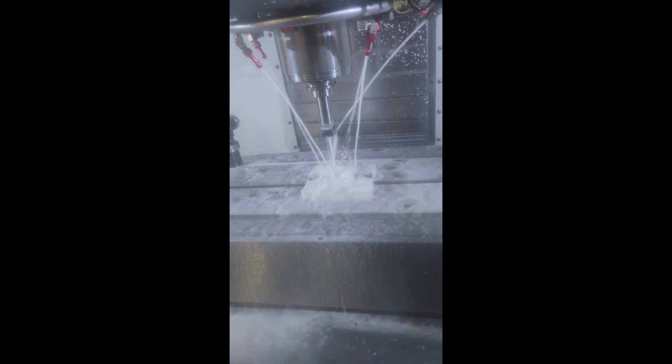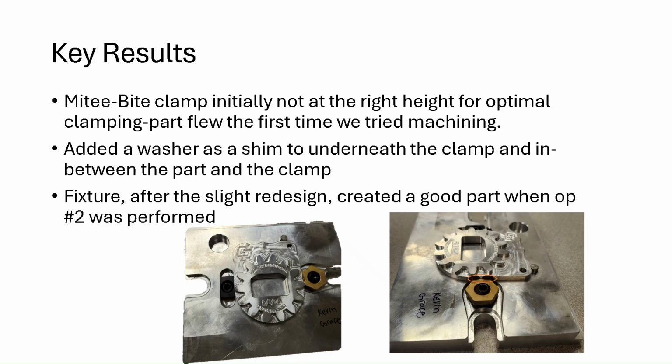After this, we ran operation number 2 to test that our fixture would hold the part successfully. Originally, during testing of operation 2, the part was thrown off. To fix this, we added 2 washers in between the clamp and the part. This prevented the part from flying off the fixture.